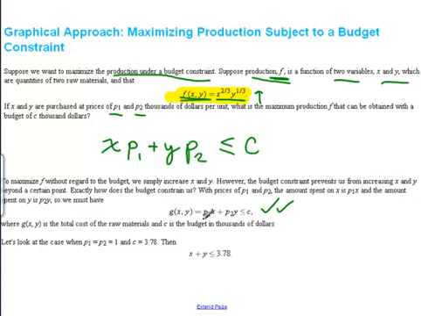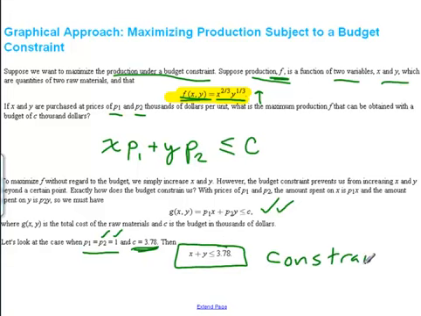So let's imagine a situation where the price for the first raw material and the price for the second material is 1, and that our budget is $3,780,000. So we get the following constraint, and this is our constraint. So given this constraint, what we want to do is maximize my function, or optimize it.